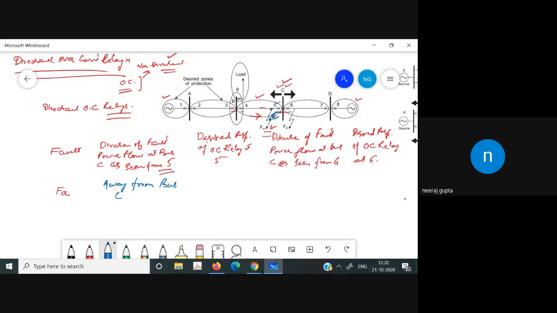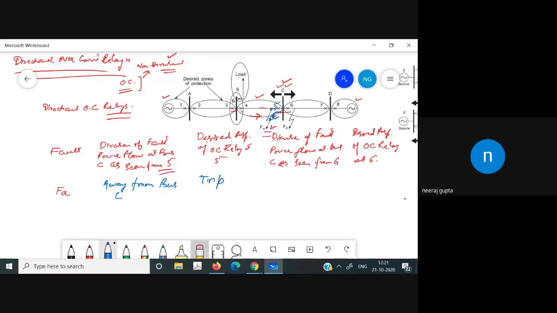So away from the bus C. It means that if the power is moving away from the bus C, it will sense that the fault is there. Then in that very case, what is the reaction at the bus 5, that is at this point 5, where we have the protection system, circuit breaker and the relay? It will trip.